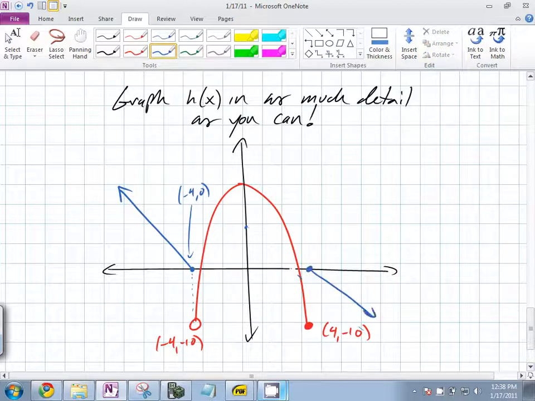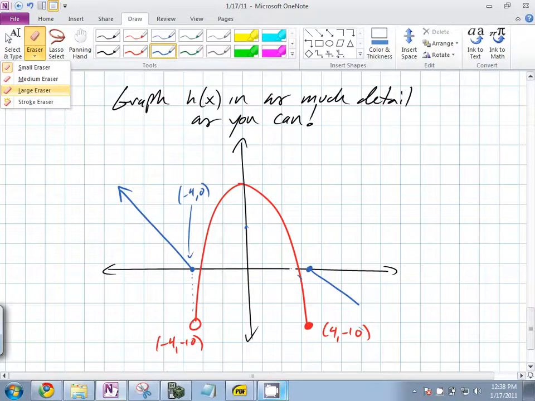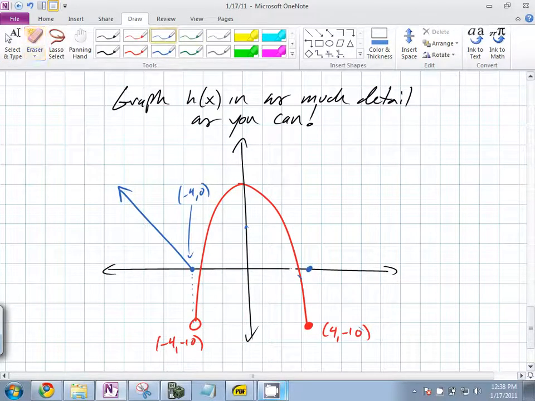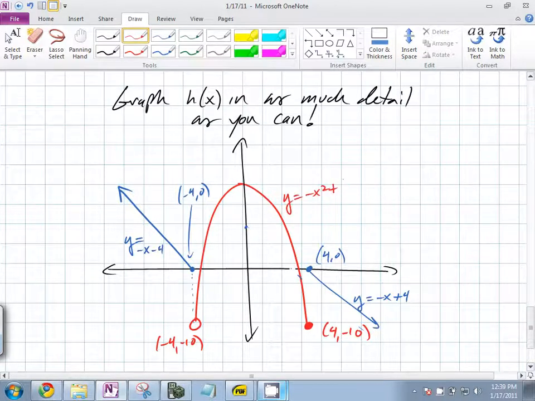I got to go back to this eraser. So what does it actually look like? So what is that coordinate right there? And what's this equation? Y equals -x plus 4. This is y equals -x minus 4. And then this function is y equals -x squared plus... What's the domain of this function? What's the smallest x value this thing could be? The whole function.